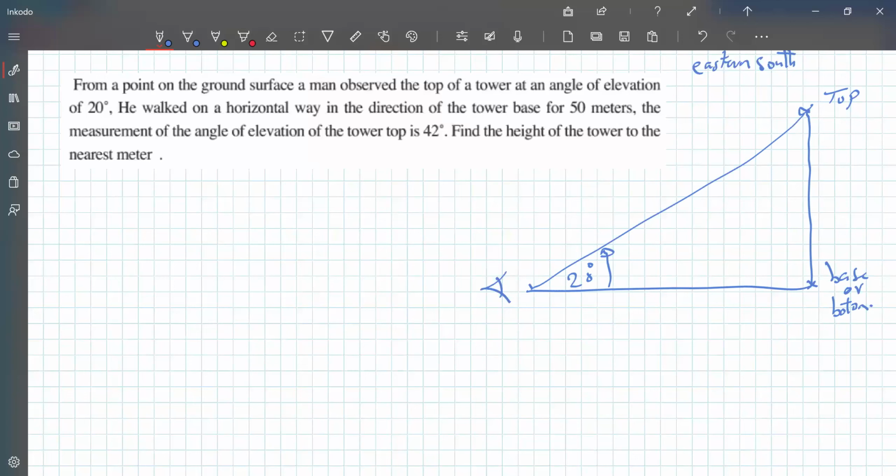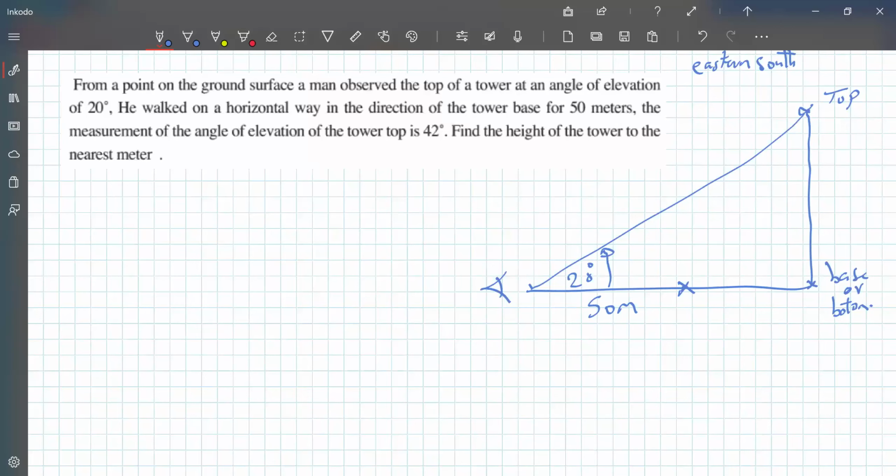He walked on a horizontal way. The man is not at a constant point. The man is in motion. So what is the direction of this motion? Does he go in the direction of the tower or far away from the tower? He walked on a horizontal way in the direction of the tower base for 50 meters. So the direction of the tower base, and he walked 50 meters.